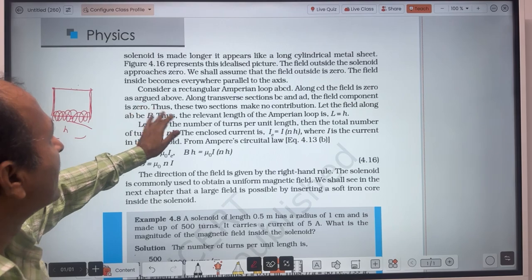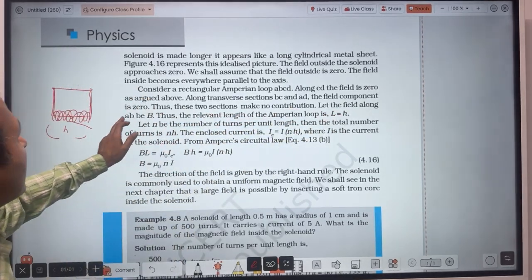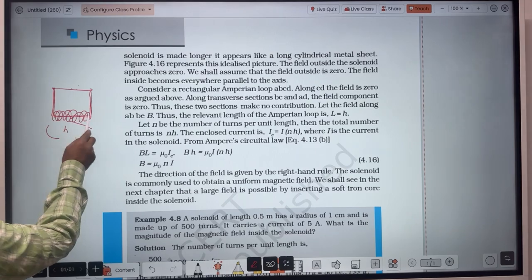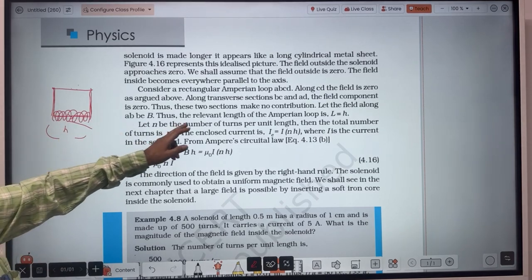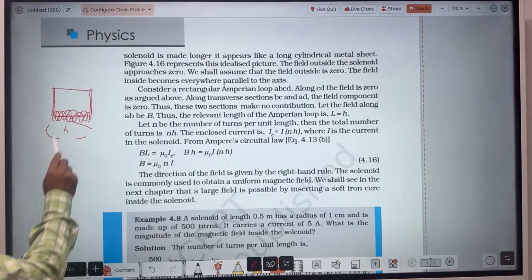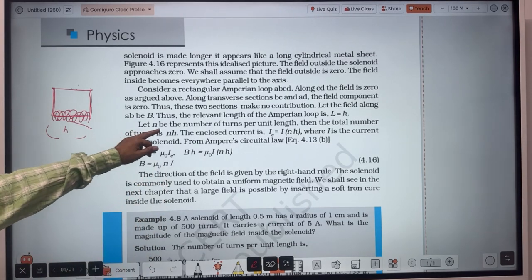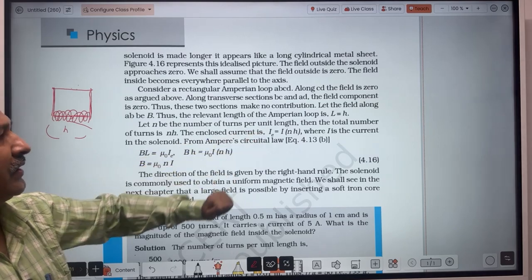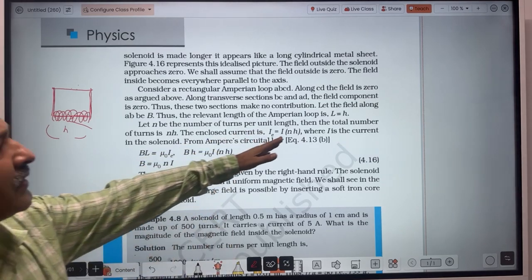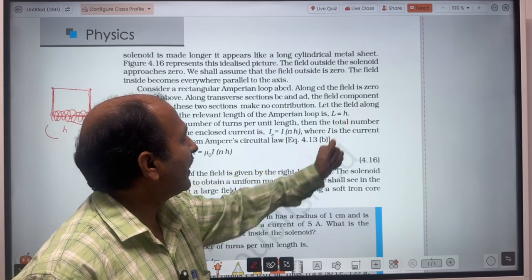The field component is 0. Thus, these two sections make no contribution. Let the field along AB be B. AB means this portion is B. Thus, the relevant length of the Amperian loop is just L. As I told you, this is to be taken as h. Now, let n be the number of turns per unit length. Obviously, if the length is h, then you have to multiply it by n.